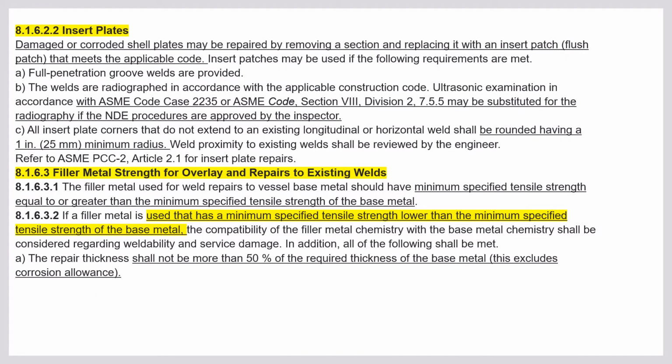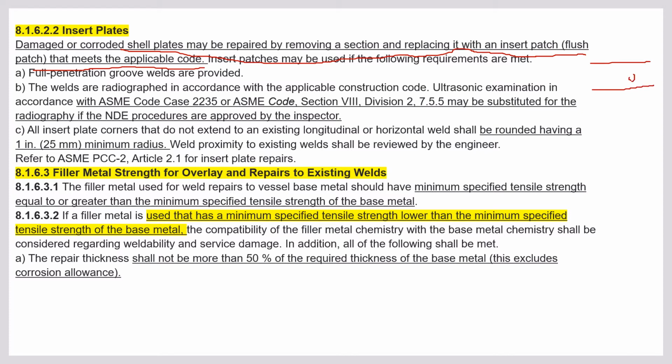In permanent repair, we can use the insert plate. What is insert plate? There is a question. Always there is a question, insert plate, okay. So insert plate. Damaged or corroded shell plate may be repaired by removing the section and replacing it with an insert plate or flush patch that meets the applicable code. So this is called insert plates, okay. If a damaged or corroded shell plate is there and it is removed and replaced with a new plate, let's say this is a pressure vessel and there is an area where the damage is there.